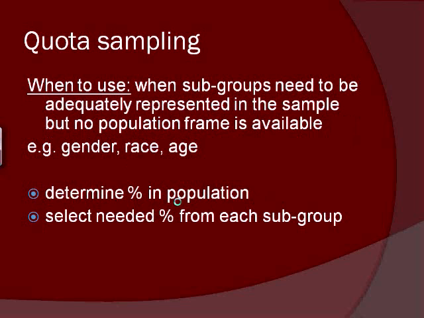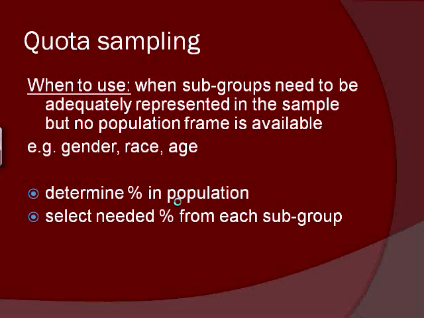And the last type of sampling is quota sampling. We use this type of sampling when we want to make sure that certain categories or groups are well represented or adequately represented in the sample. But we do not have what we call a population frame or sampling frame, that is a list of the entire population, and we will talk about this concept in a little bit when we talk about probability sampling.